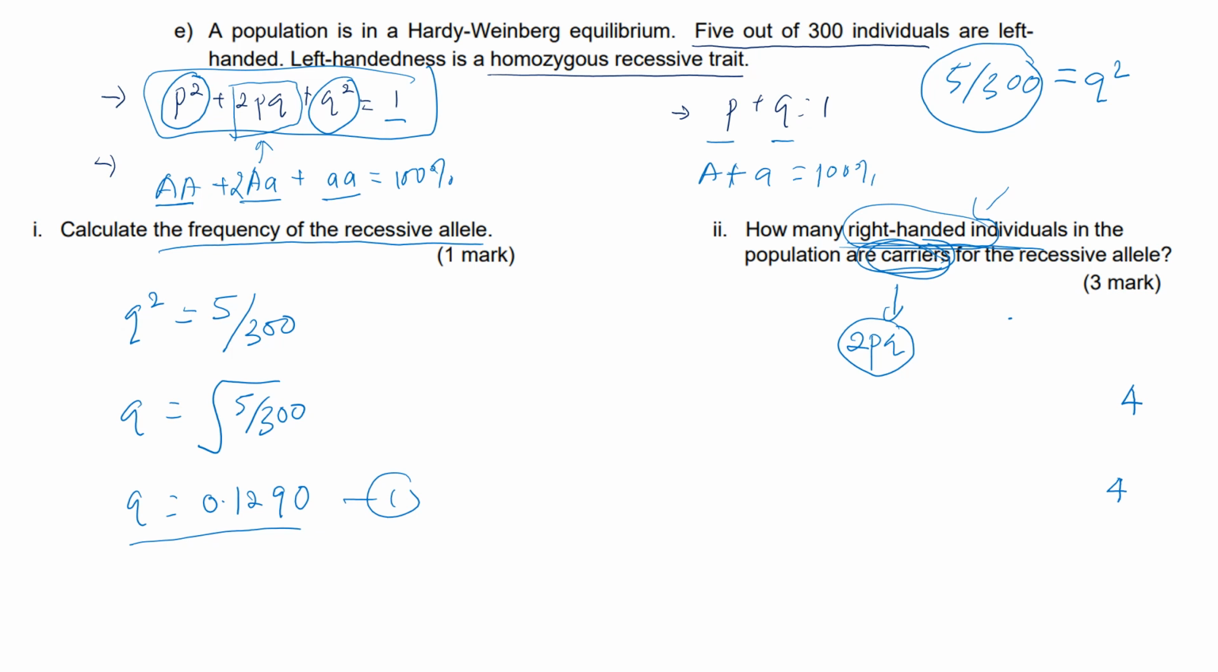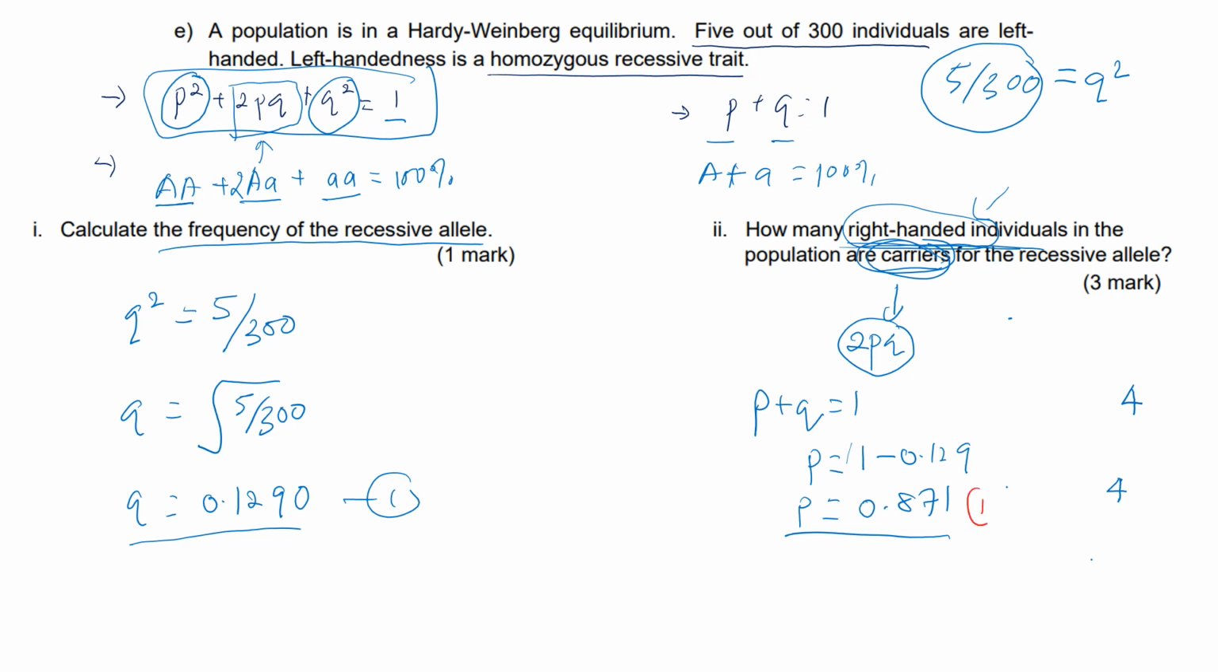Okay, so you already know the value of q. So now it is time for you to use the second equation first. So p plus q equals 1. You have the value of q, so now you just determine the value of p. So 1 minus the value of q, which is 0.129. So you will get the value of p, which is 0.871. Okay, so this is for 1 mark.